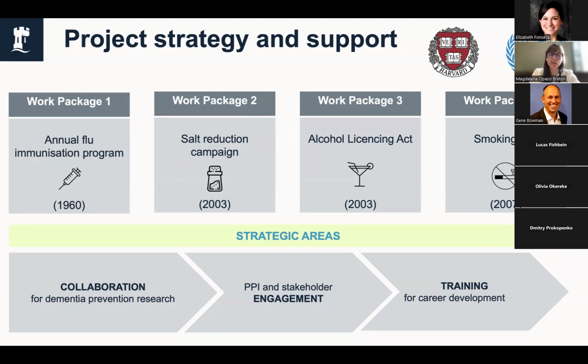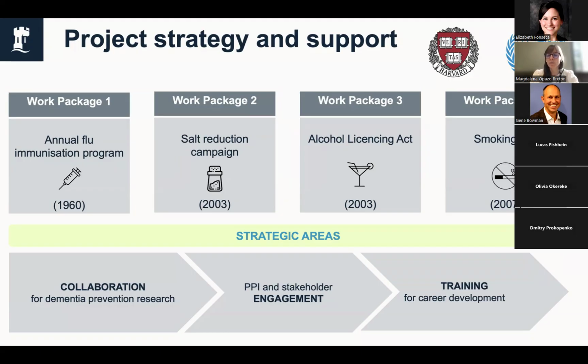First, the annual flu immunization program, which started in 1960, the salt reduction campaign, which started in year 2003, and the Alcohol Licensing Act, which started in 2003 and was expanded in 2005. And finally, the smoking ban, which started in 2007.